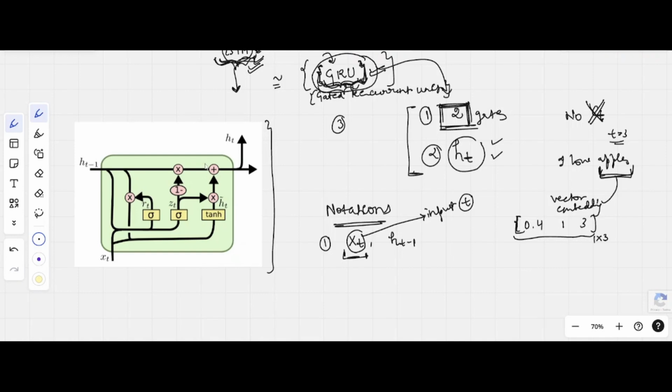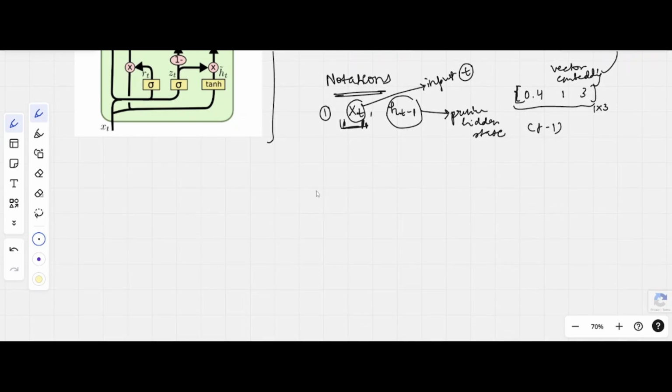So this is going as input, and the second input is your ht minus 1. This is your previous hidden state, the hidden state at time step t minus 1. What will be your output? Output will simply be ht. That is your hidden state at time step t, or the current time step.